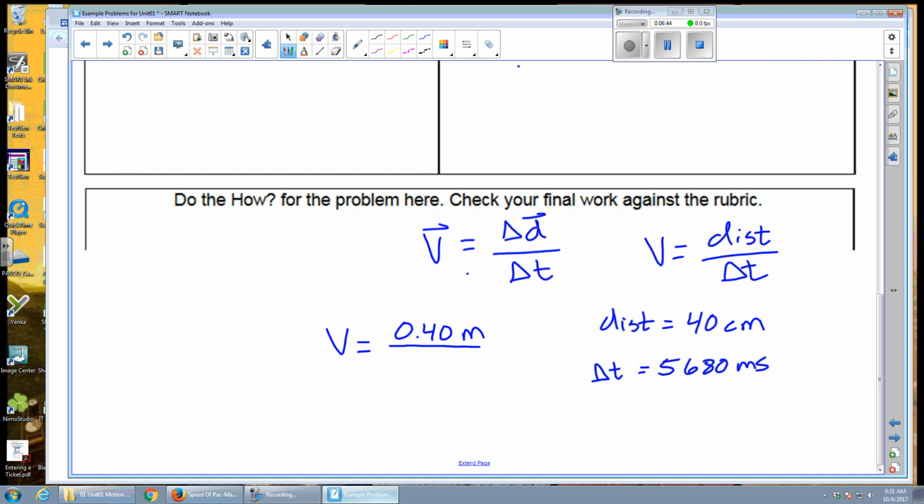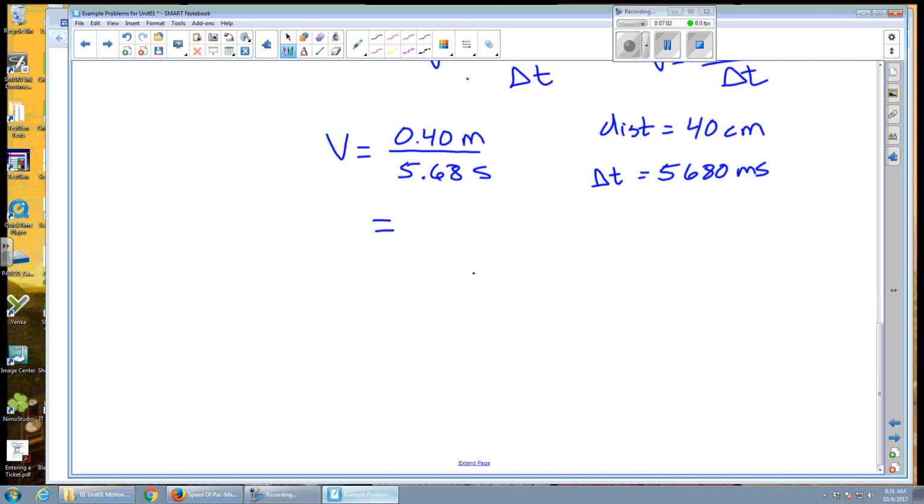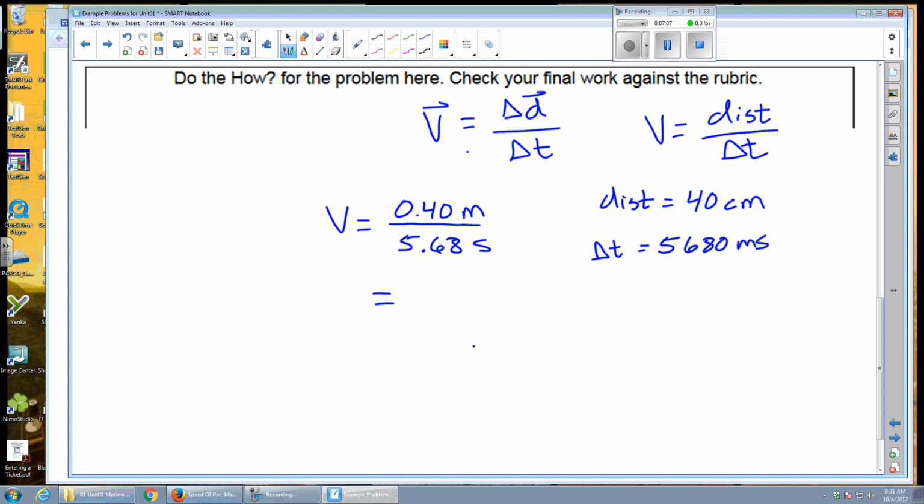It can be boring to watch, but I like watching. Remember, if you don't know centi and milli, that's on the back of your equation sheet. And then the time I'm going to put in as 5.68 seconds. And I can't do that in my head. So 0.4 divided by 5.68.